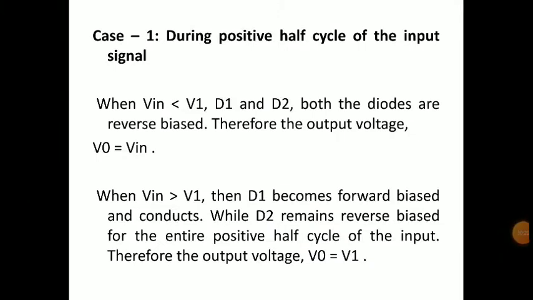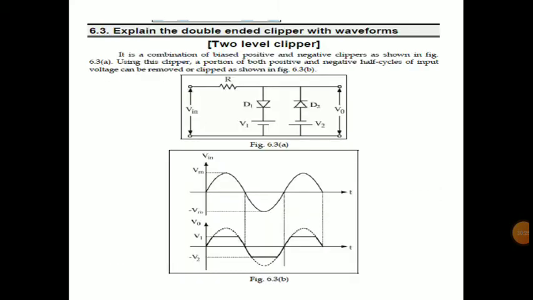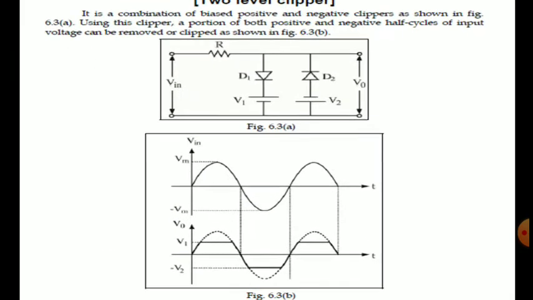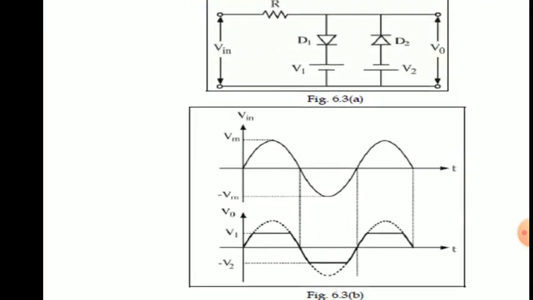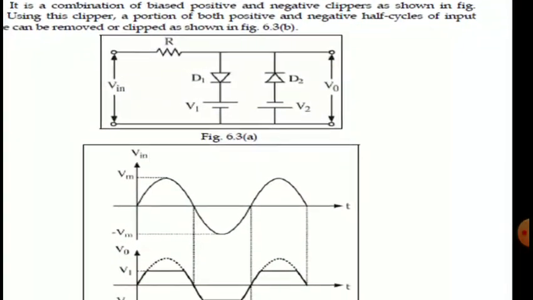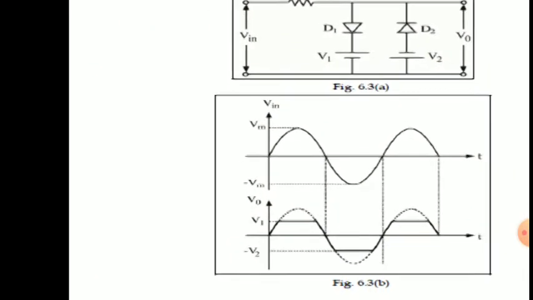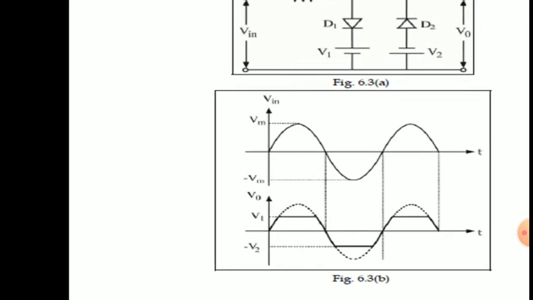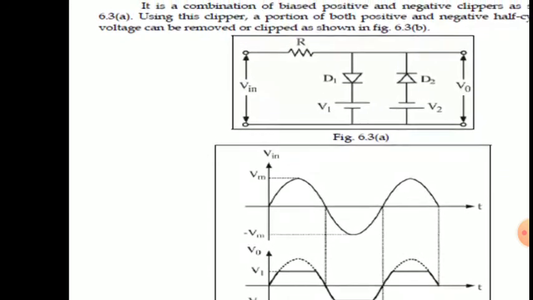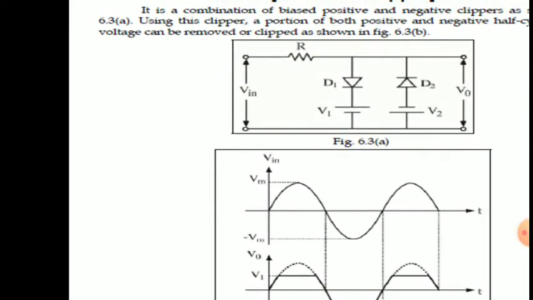So during the positive half cycle of the input signal, what happens? Consider the positive half cycle and up to V1. There are two conditions: V input greater than V1, and V input less than V1, only in the positive half cycle. First condition, V input greater than V1. What happens? Positive voltage is applied and there is a flow of current in the RL, and then we are getting the D1.